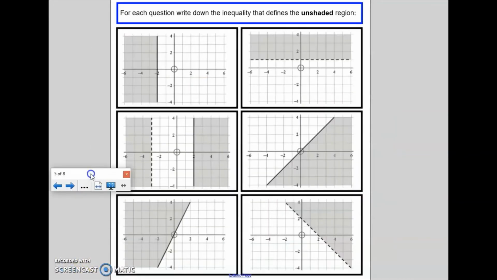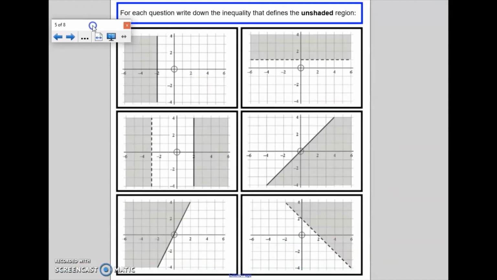Okay, so here's a task for you to have a go at. There are 6 shaded regions on the screen in front of you. However, the question is asking you to write down the inequality that defines the unshaded region. So it is the white section of each graph, the unshaded region that I'm interested in. For each graph, could you write down the inequality that defines the unshaded region? Could you pause the video now and have a go at these 6 questions?